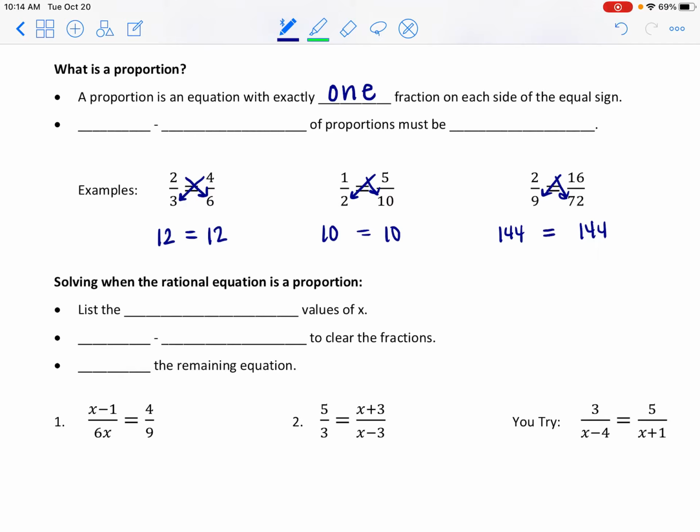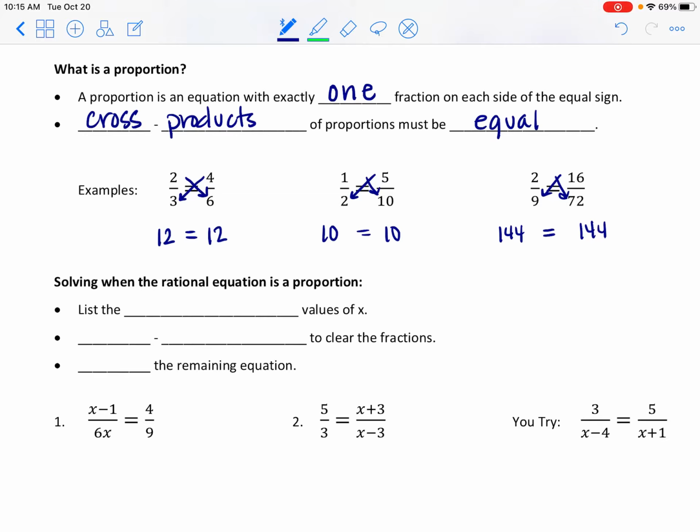The cross products being equal tells me that those two fractions are proportional, or that they reduce down to the same thing, or vice versa. If I have two fractions that reduce to the same thing, or they're proportional, then those cross products have to be equal. Alright, so the cross products of proportions must be equal, which is really helpful if we're trying to solve a rational equation.